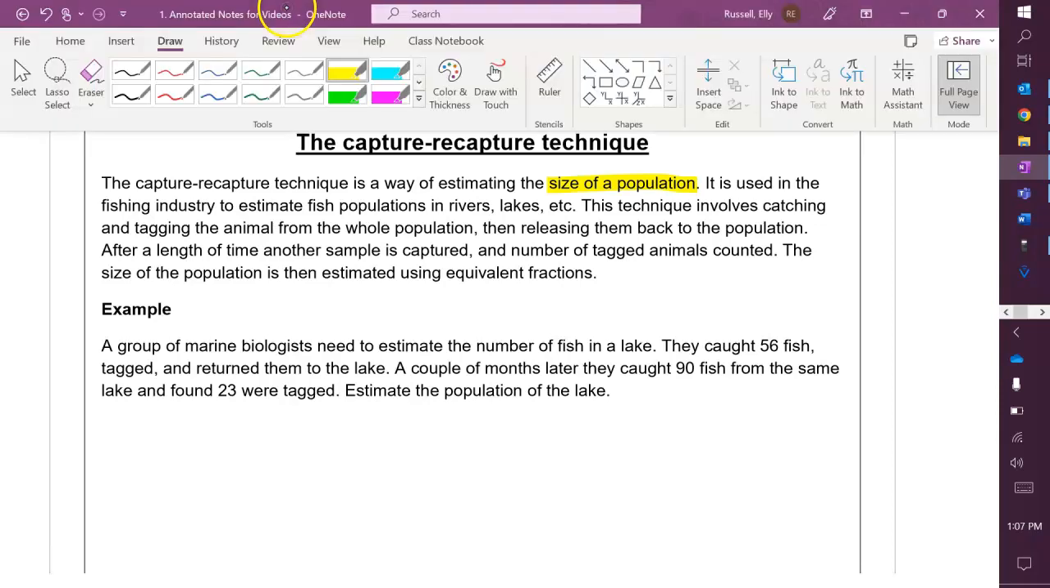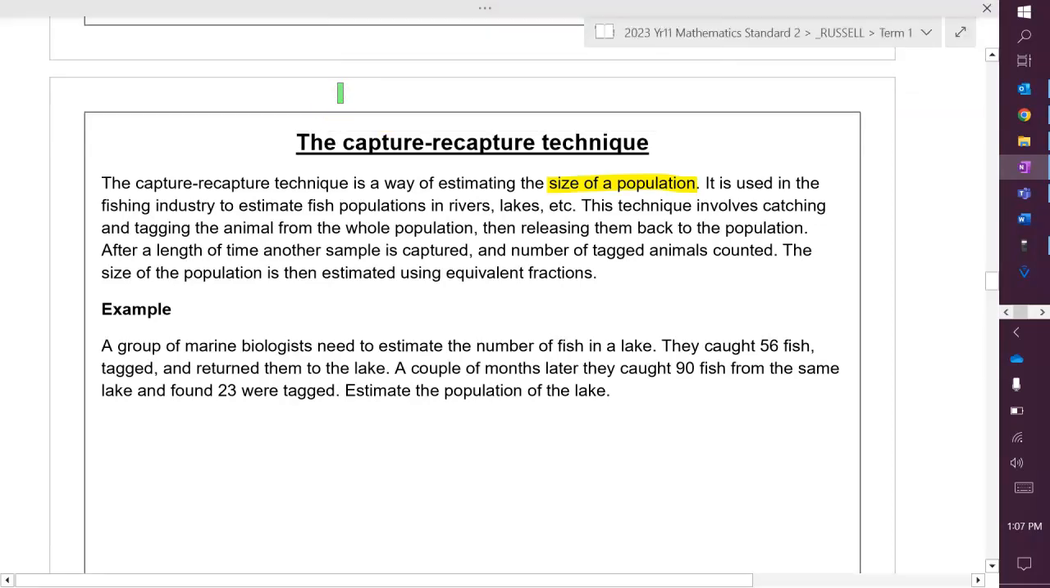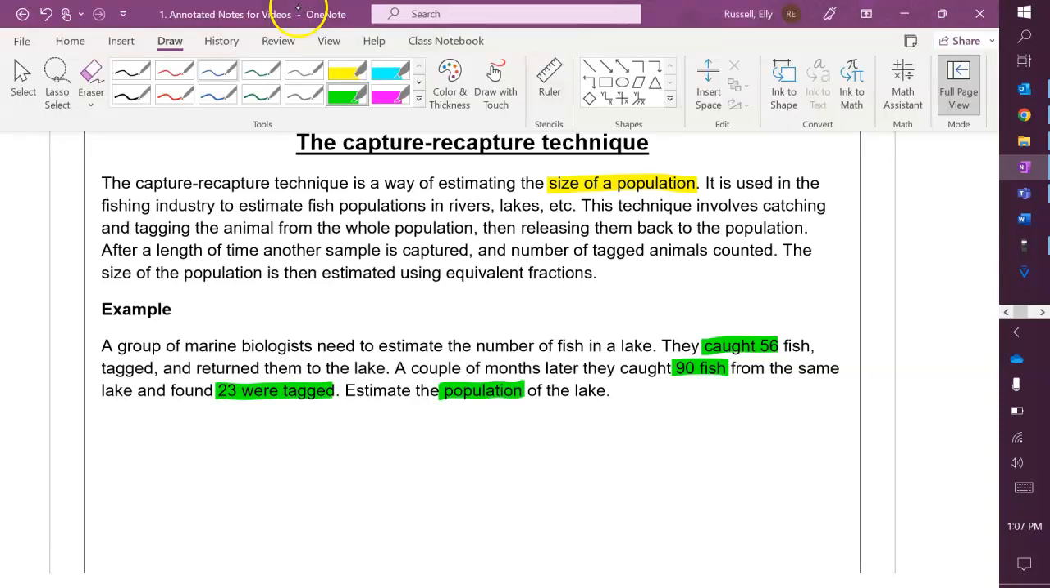So if we have a look at this example, we want to highlight those key points so it makes it easier for us. A group of marine biologists need to estimate the number of fish in a lake. They caught 56 fish and tagged them and returned them to the lake. A couple of months later, they caught 90 fish from the same lake and found that 23 of them were tagged. So we want to estimate the population of the lake.